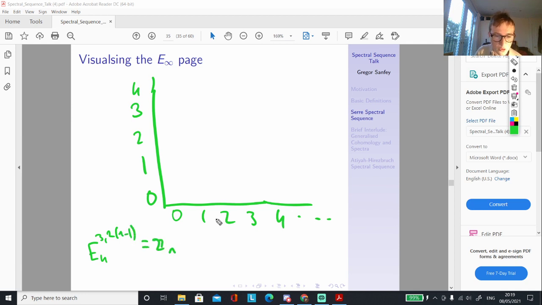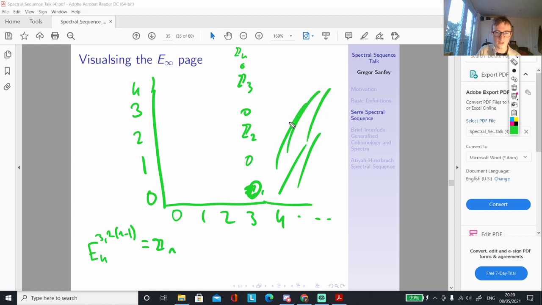So our first non-trivial entry is when n equals 2. So 2 times 2 minus 1 is 3. So here we're going to get the integers mod 2. Then if we go up by 2, we're going to get the integers mod 3. Then if we go up again, we're going to get the integers mod 4. And in between, we're going to have zeros, basically. And the integers mod 1 is 0. So everything along here is going to be 0. Everything here is going to be 0. So this is the only page we care about.